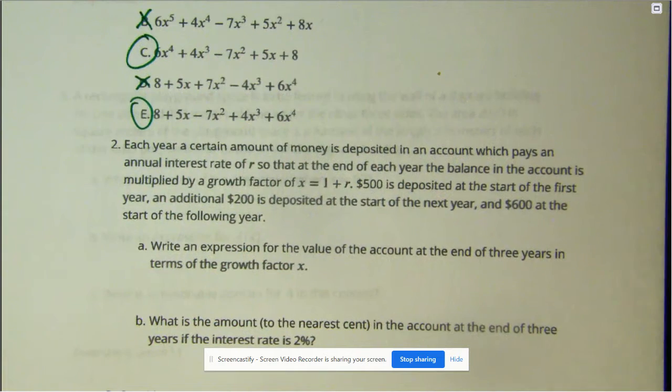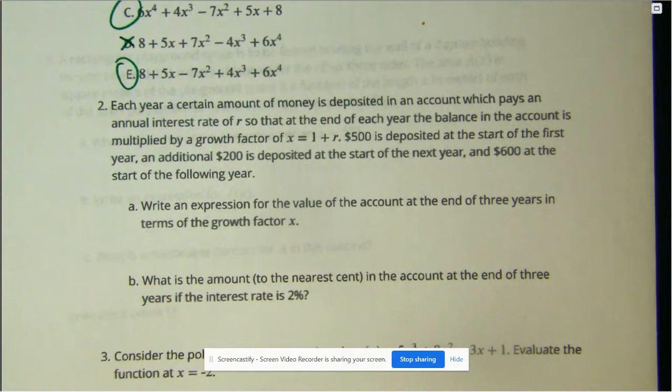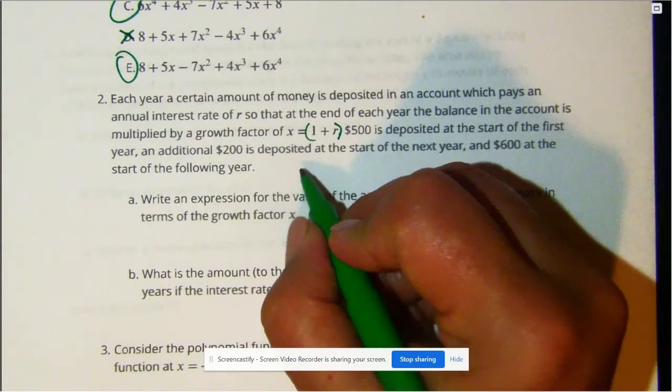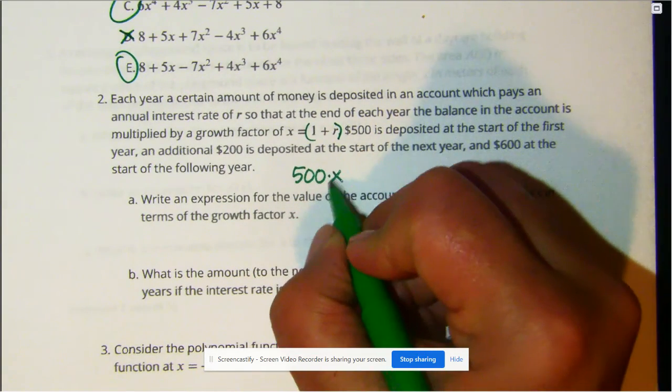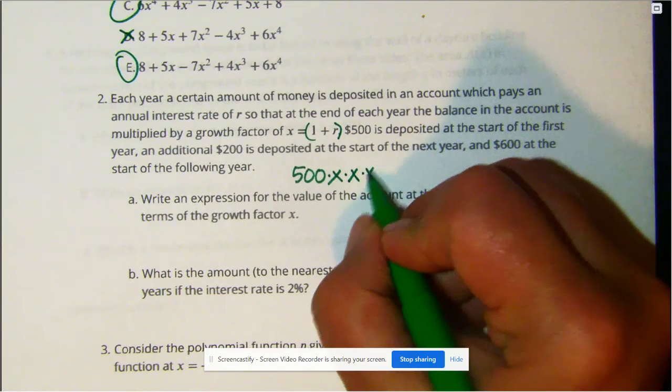All right, number 2. Each year, a certain amount of money is deposited in an account which pays an annual interest rate of R, so that at the end of each year, the balance in the account is multiplied by a growth factor of x equals 1 plus R. We talked about this in the recap if you listened. 500 is deposited at the start of the first year. An additional 200 is deposited at the start of the next year, and 600 at the start of the following. So imagine that 500 is going to get multiplied by that, and then it's going to get multiplied by it again at the start of the second year, and then again the third year.